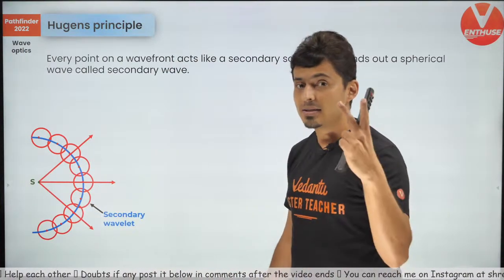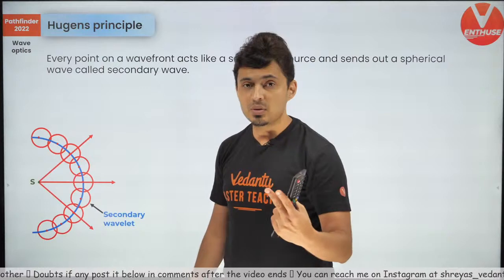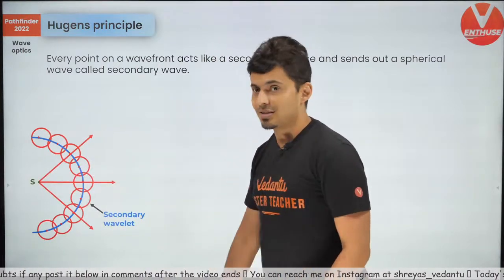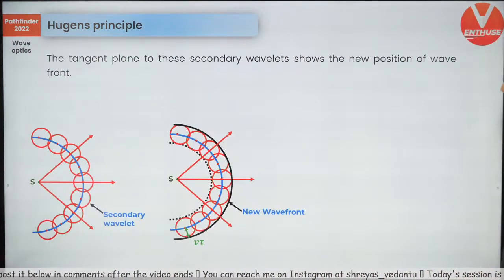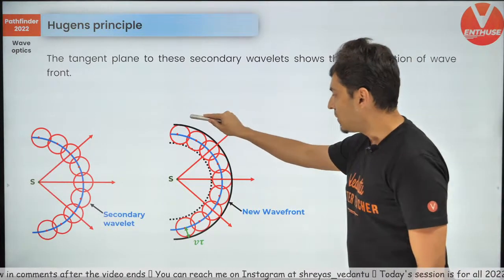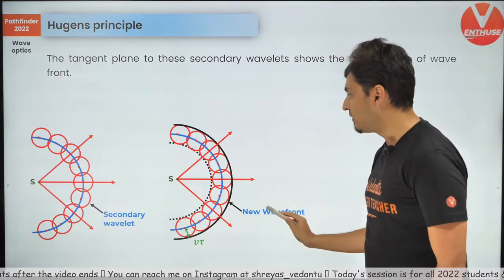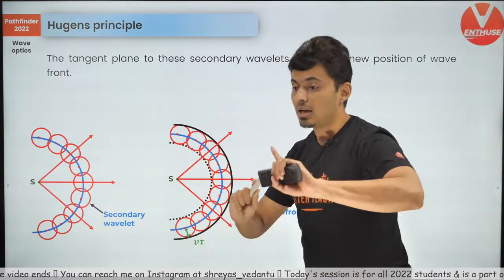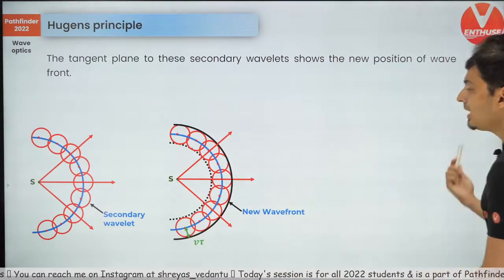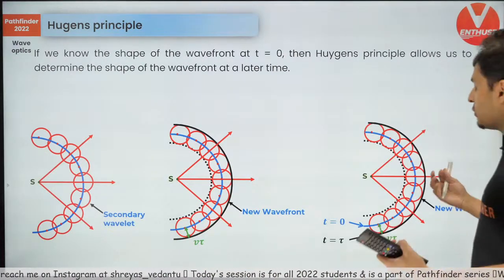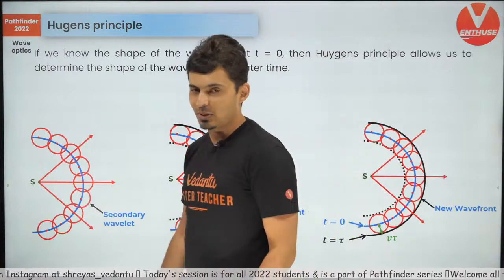What are they called? Secondary sources. What do secondary sources create? Secondary wavefronts. Now, when you draw the secondary wavefronts tangent, so that tangent gives you the new wavefront, the one which is there behind, ignore it. Okay, again after some more time you will get a new wavefront and so on and so forth.